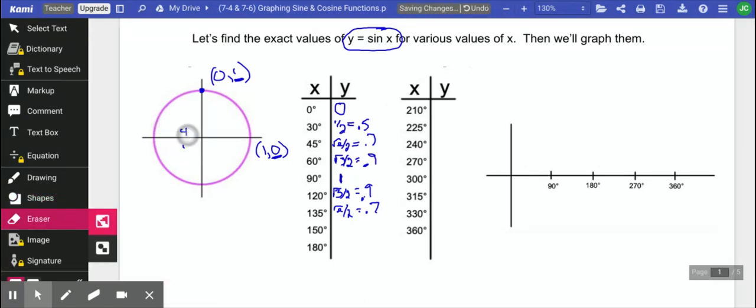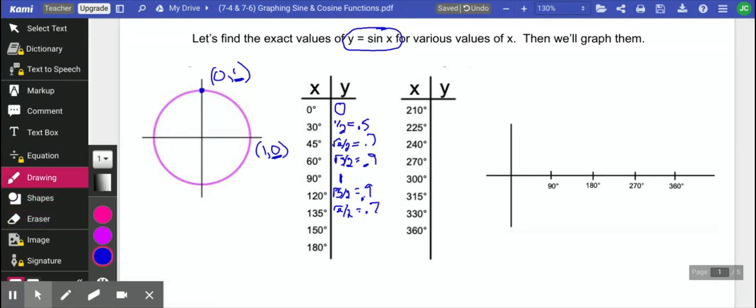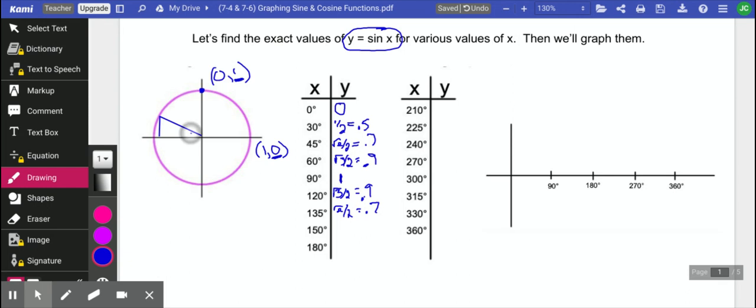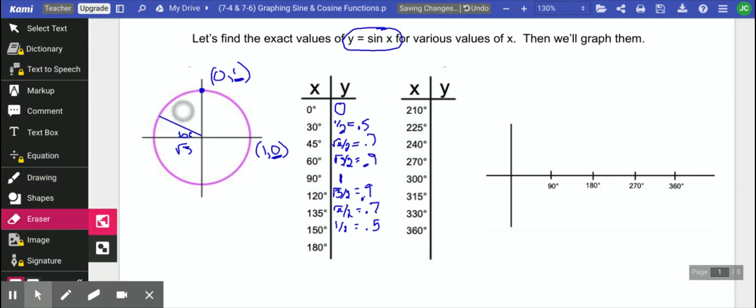All right. Next one is 150. A 150-degree angle is here. I'm going to draw that triangle. Its reference angle is 30 degrees. So we have 1, 2, root 3, and the sine of that is going to be 1/2. And then finally, we have 180 degrees.